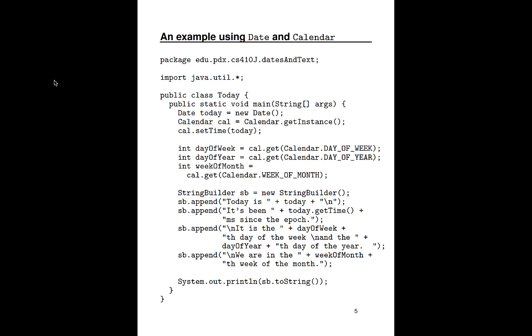Now we can use that calendar object to get information about that date. So we can call the get method on the calendar with the constant DAY_OF_WEEK. That will return, well, the day of the week, similarly for the month of the year and the week of the month. Now we can create a string with a bunch of information about the date, which is ultimately printed to System.out. So we append the Date object itself to the StringBuilder. That will automatically invoke the toString method of the Date object. Then we'll call the getTime method on today to learn how many milliseconds since 1970 it's been. And then we can print out the day of the week, the day of the year, and then the week of the month.